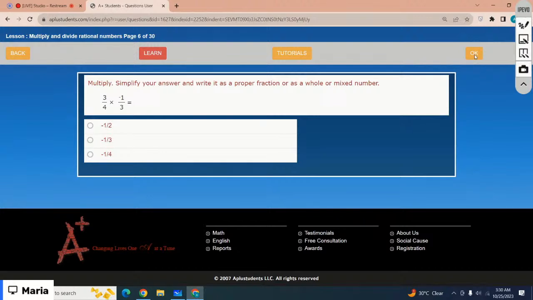So the correct option is, yes, that is negative 1 over 4. Very good.